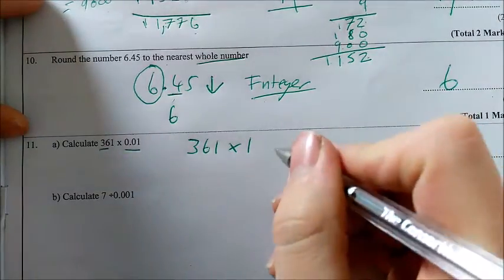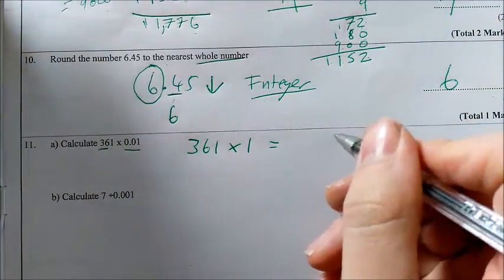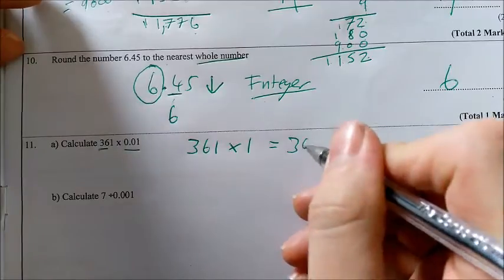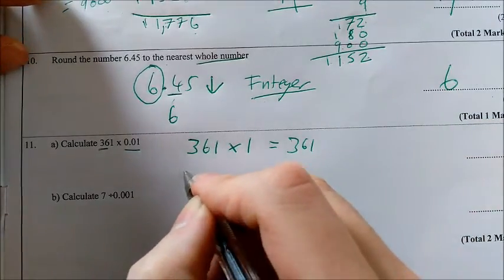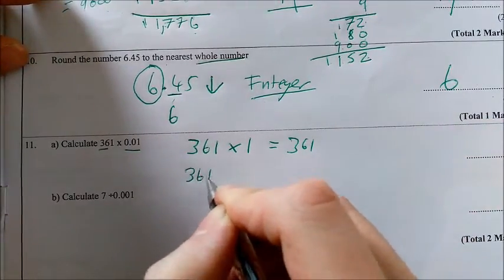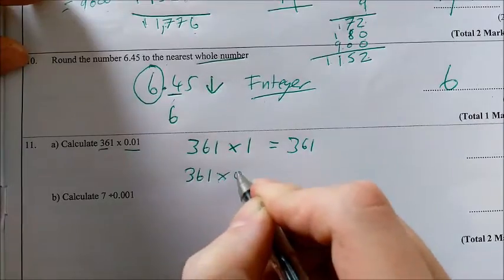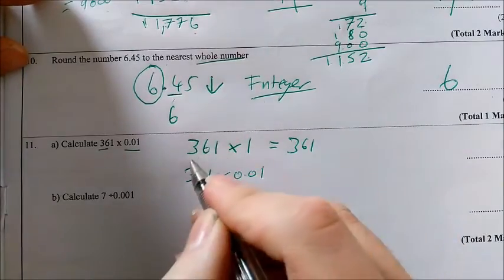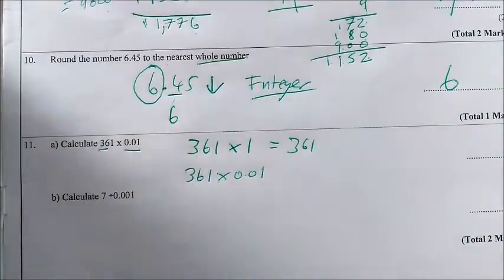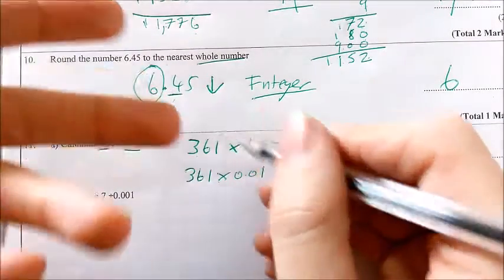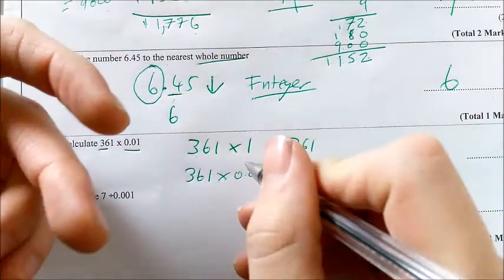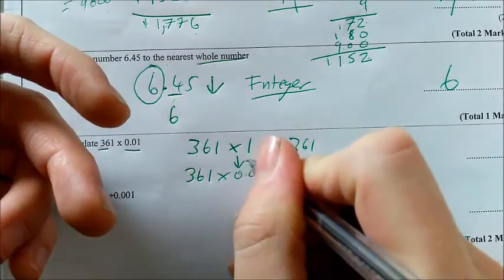I'm going to ignore the decimals. What's 361 times 1? It's 361. Then I'm going to write the one underneath it, the original question, times 0.01. What do I have to do to 361 to get to 361? Nothing. They're the same number. What do I have to do to 1 to get to 0.01? I have to divide by 100.